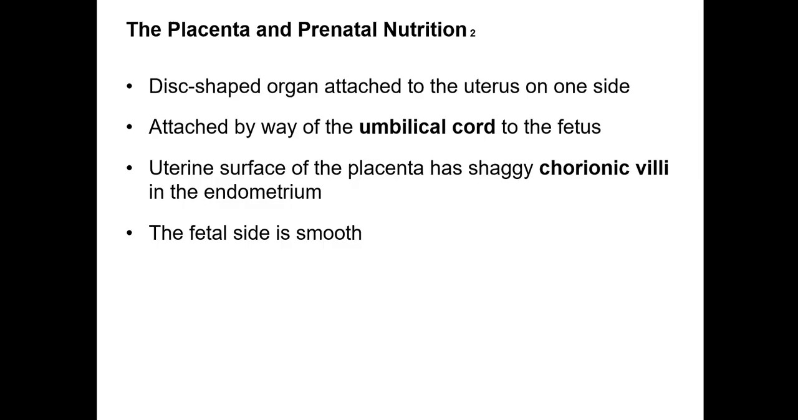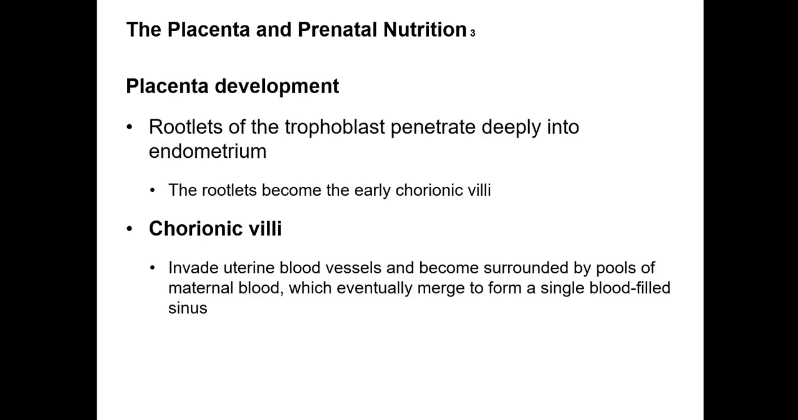because the placenta can sometimes get in the way during that process. But we know that the fetus will be attached to the placenta through what's called an umbilical cord. And that uterine surface of the placenta is going to be kind of shaggy because it has these chorionic villi, these little extensions that embed in that endometrium, whereas the fetal side of the placenta is going to look nice and smooth because it's missing those furry or shaggy looking chorionic villi.